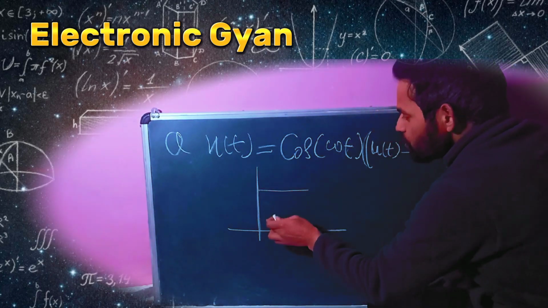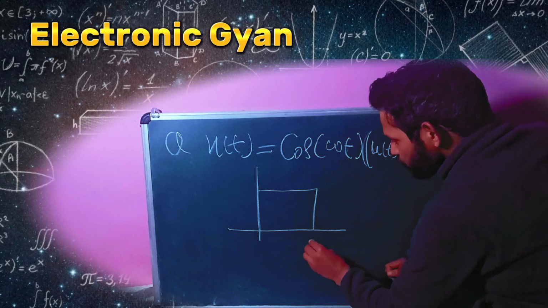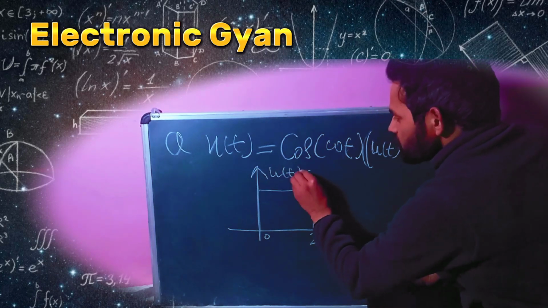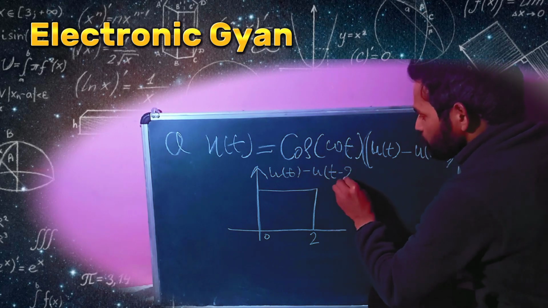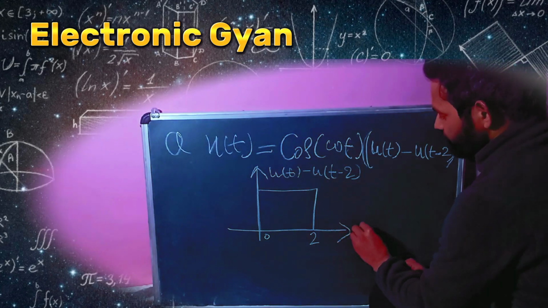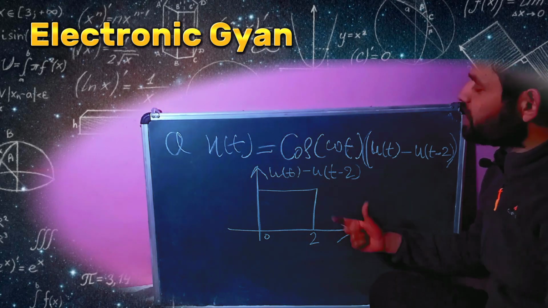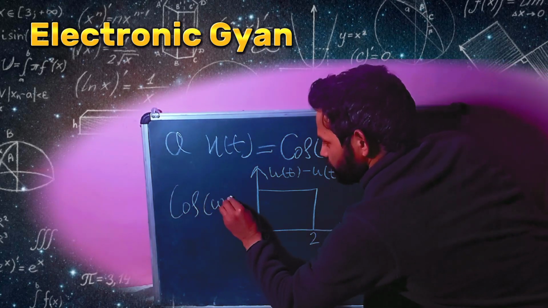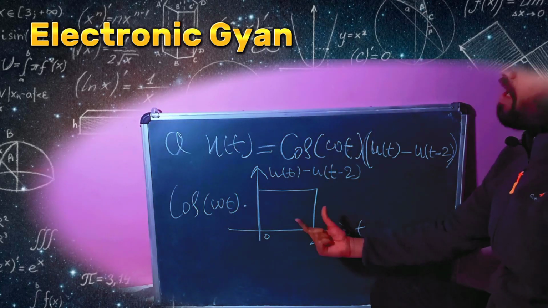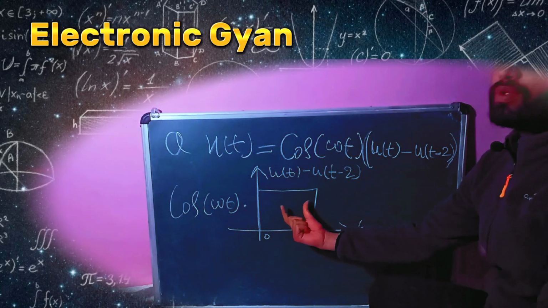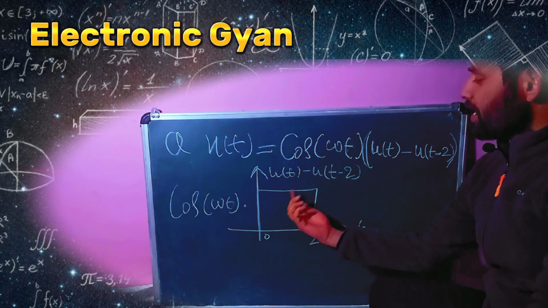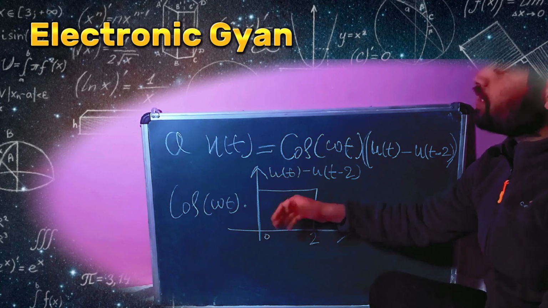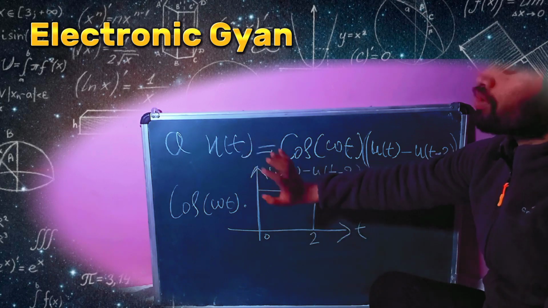It is starting from 0 to 2, and this signal is my u of t minus 2. Okay, so this is my one signal, and this is cos omega t. I am multiplying my cos omega t signal with this shifted rectangular type of signal. So through this we can calculate the Fourier transform for this signal.